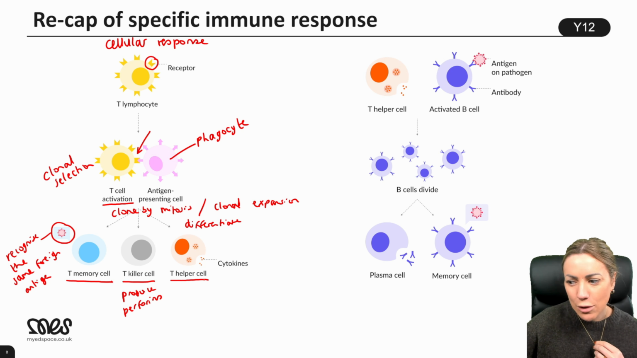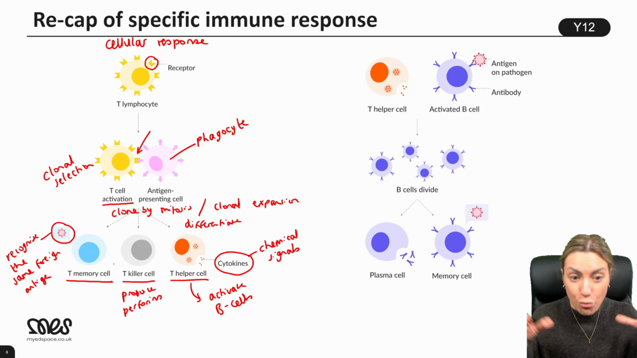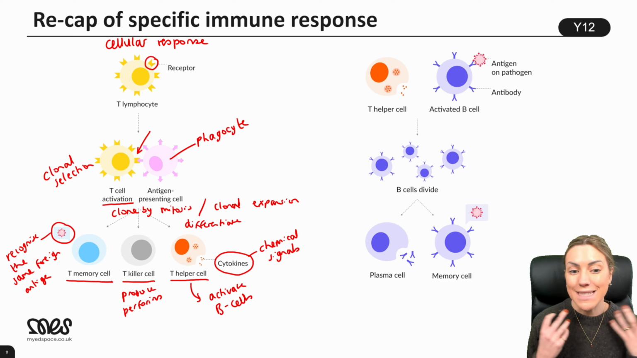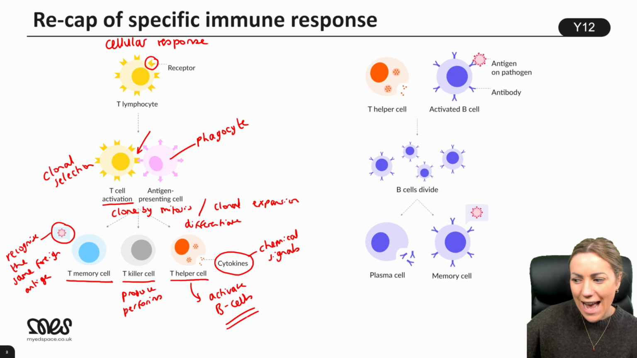We've also got our helper T cells. Now these ones are really important, we know, because they activate the B cells or the B lymphocytes. They also produce chemical signals called cytokines. Now these chemical signals are going to cause more T killer cells to be produced by cell division. They're going to cause phagocytes to migrate to the site of infection, and they're also going to help to activate the B lymphocytes. Okay, but what's really important that we say for AQA is that the T helper cells are going to activate the B cells, and that takes us on to our humoral response over here.